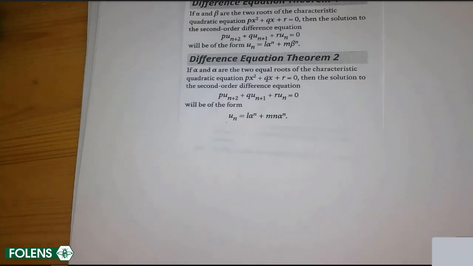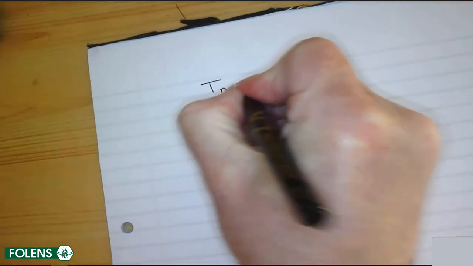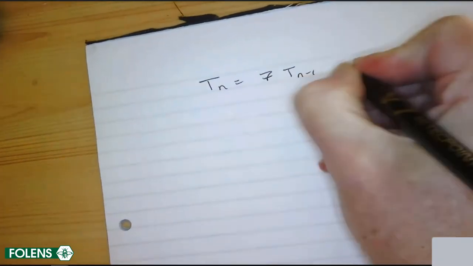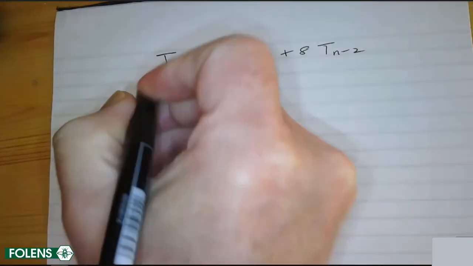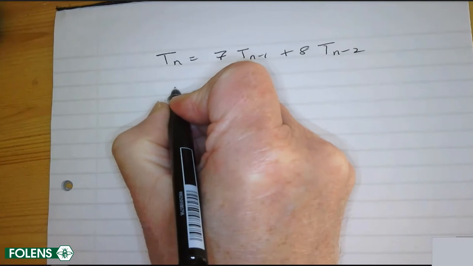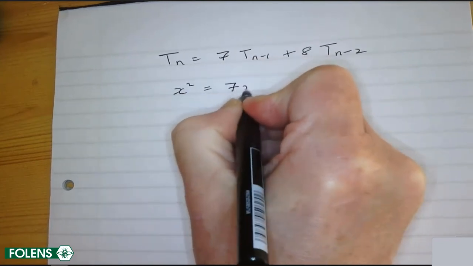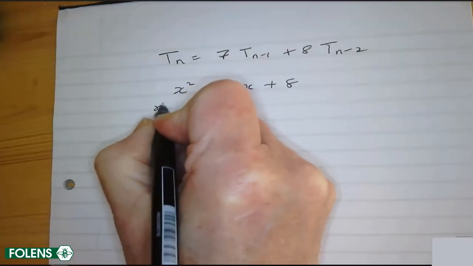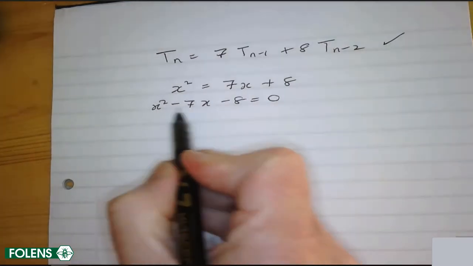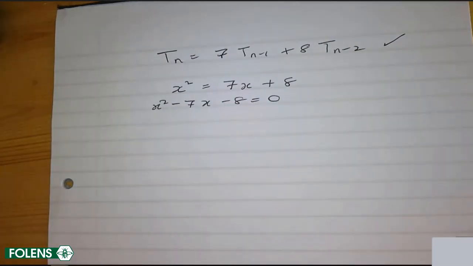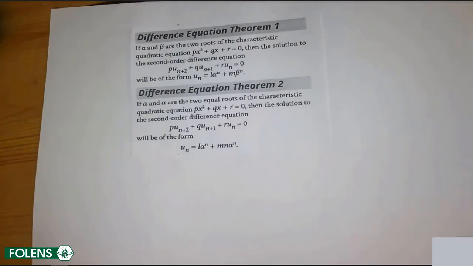Now, if the difference equation looks something like this, that term n is 7 times term n minus 1 plus 8 times term n minus 2, then there is a characteristic quadratic equation with the same coefficients: x squared equals 7x plus 8, or x squared minus 7x minus 8 is 0. That is called the characteristic quadratic equation for this difference equation. And the roots of the characteristic quadratic equation are very significant. In what respect? Here is the theory.